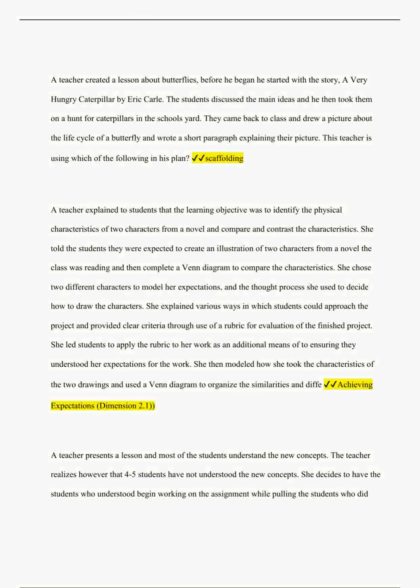She led students to apply the rubric to her work as an additional means of ensuring they understood her expectations for the work. She then modeled how she took the characteristics of the two drawings and used a Venn diagram to organize the similarities and differences. Checkmark: achieving expectations, dimension 2.1.